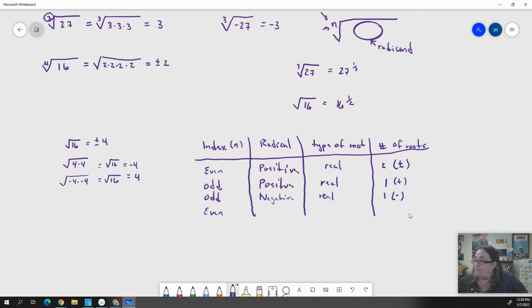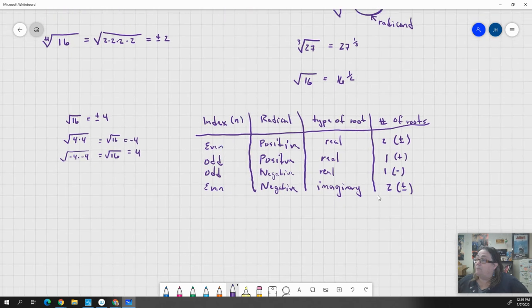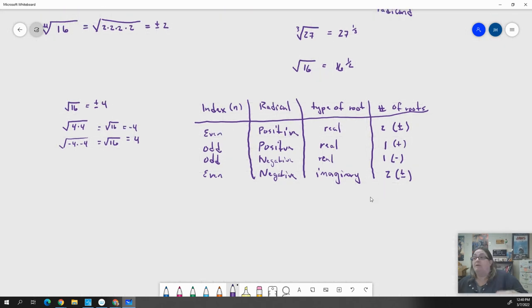Next, if we have an even index with a negative under the radical, we would have an imaginary. And we would still have two solutions, one positive and one negative, which you guys probably remember from quadratics when we were getting into complex numbers. If we had a negative underneath the radical for a square, right, we had the imaginary numbers. We had to pluck the i out. Well, that's true no matter what the n is, if the n is even.